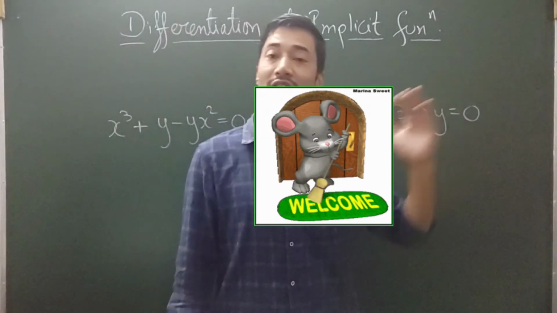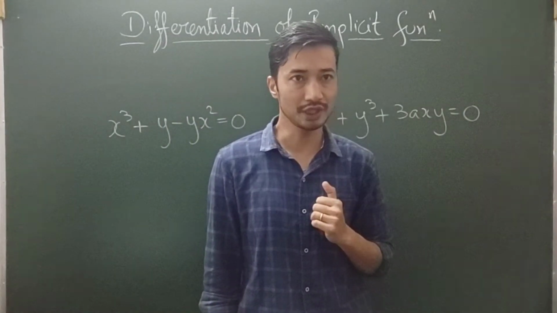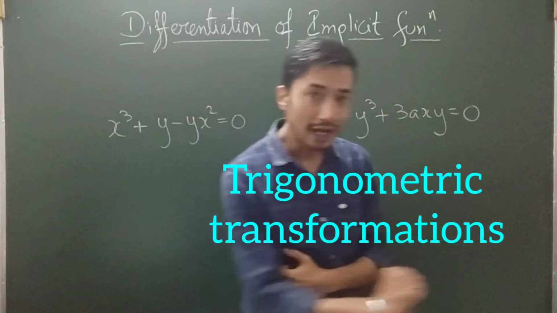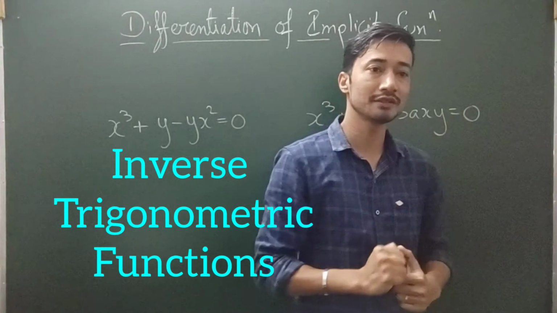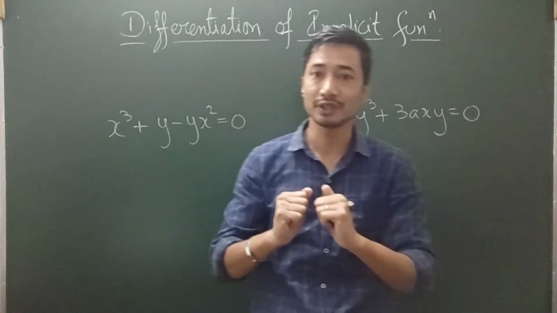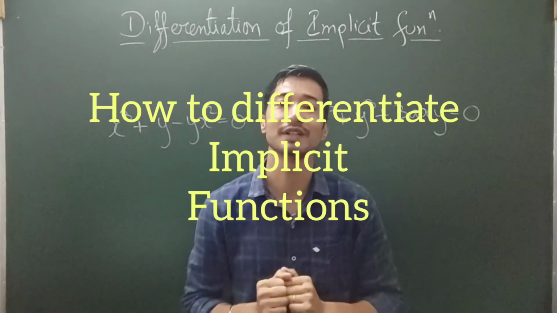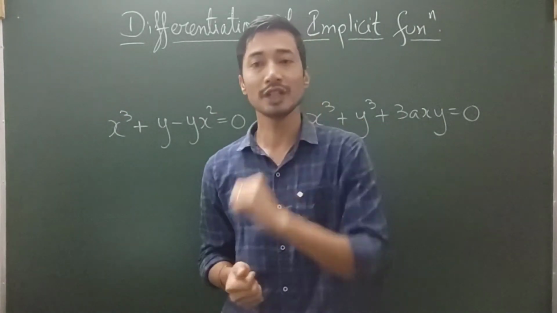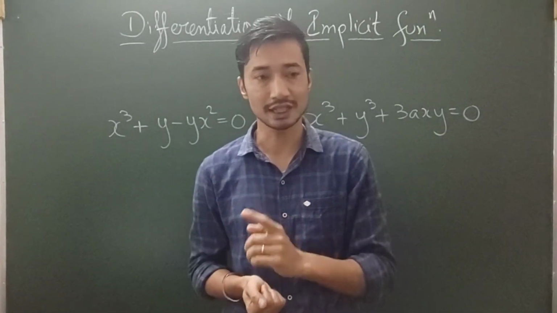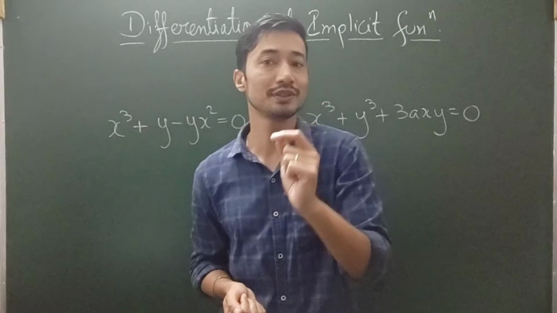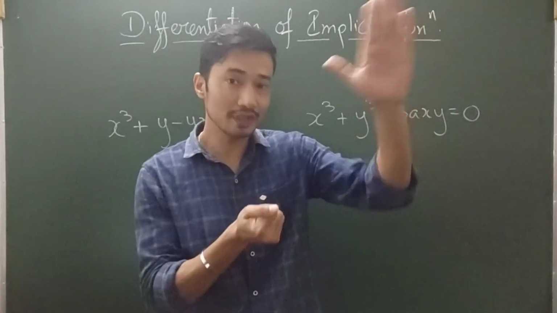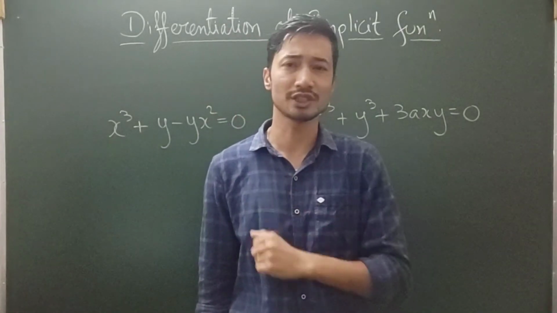We have already learned how to differentiate using trigonometric transformations. We have learned derivatives of inverse trigonometric functions, and today we are going to learn differentiation of implicit functions. What for? We are preparing ourselves for the third exercise of the NCERT textbook, that is exercise 5.3. So this is going to be the last topic. Today we are also going to finish off differentiation of implicit functions.